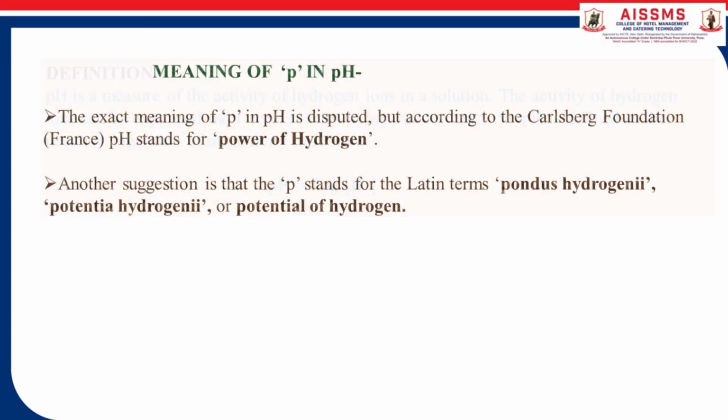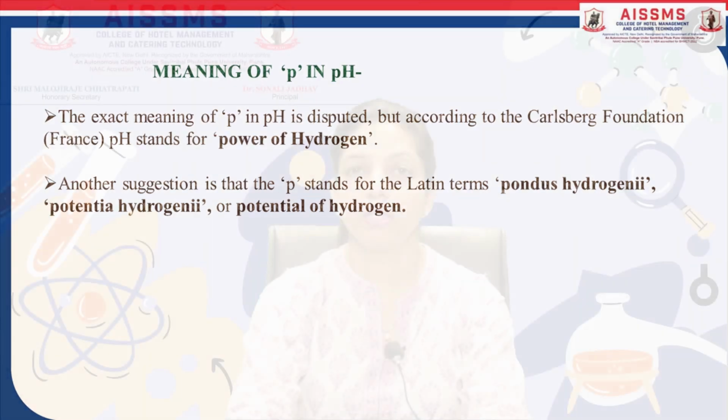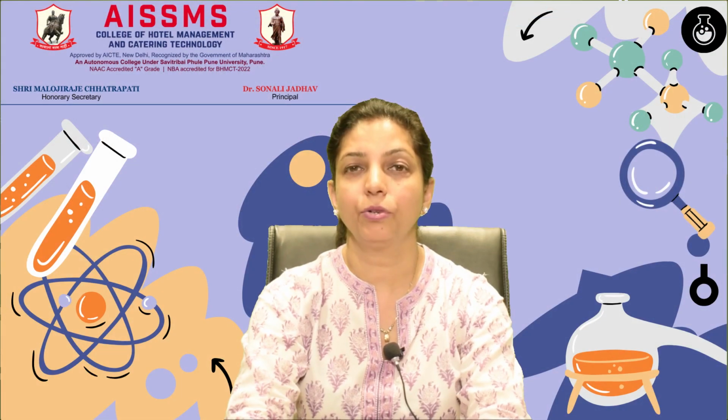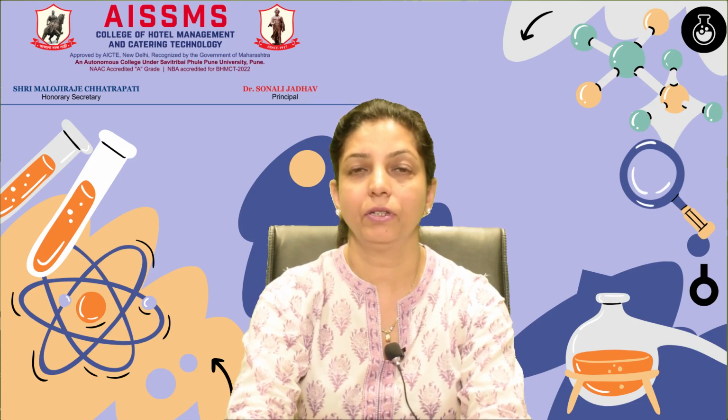What is the meaning of pH? The exact meaning of the P in the pH is disputed, but according to the Carlsberg Foundation, pH stands for power of hydrogen. Another suggestion is that P stands for the Latin term pondus hydrogeni or potentia hydrogeni, or potential of hydrogen. So from this slide you must have got a little bit of information about the meaning of pH. Let us see the concept in further detail.